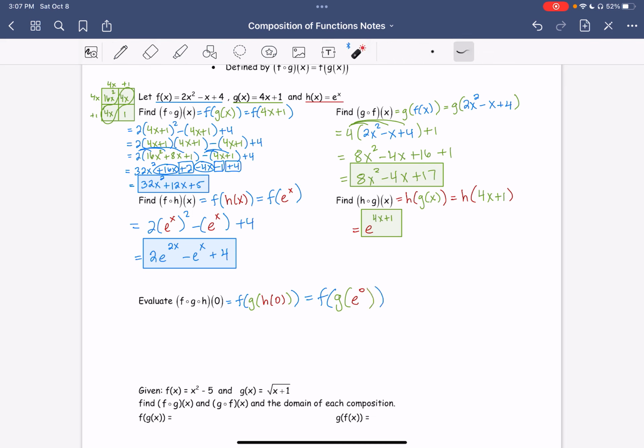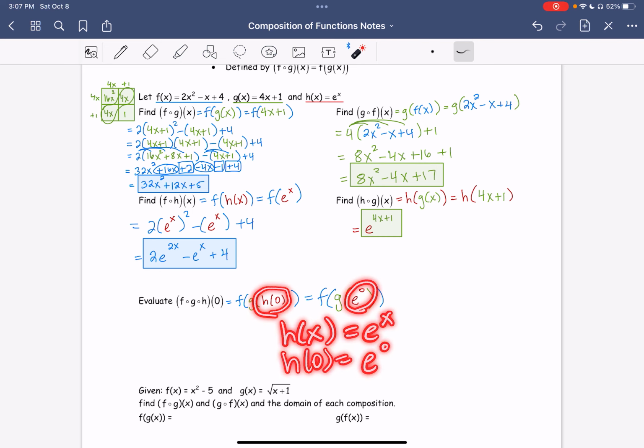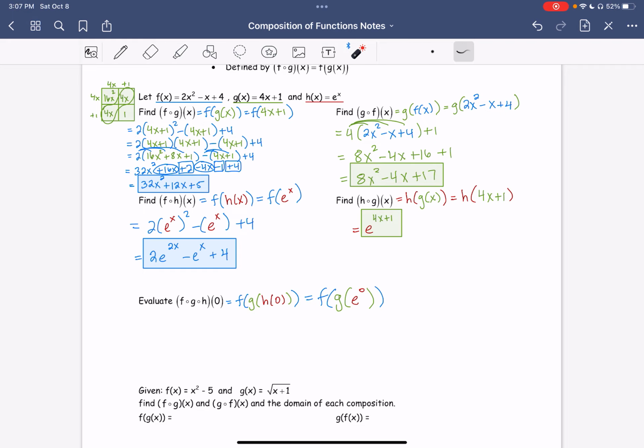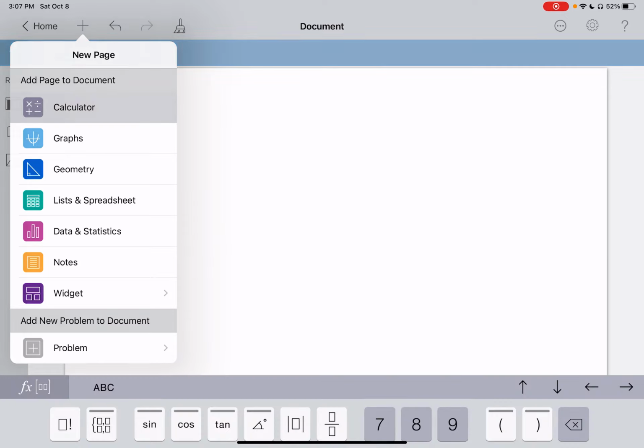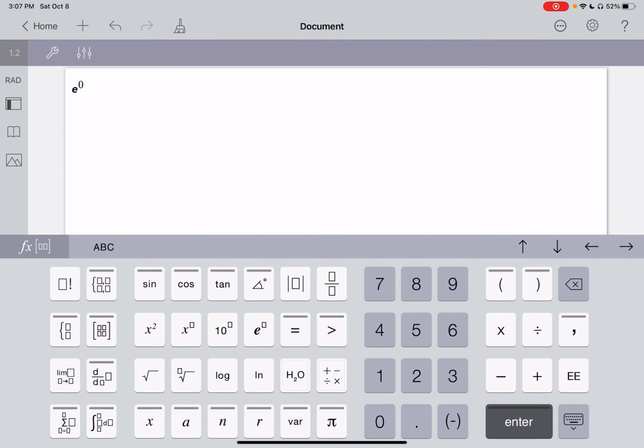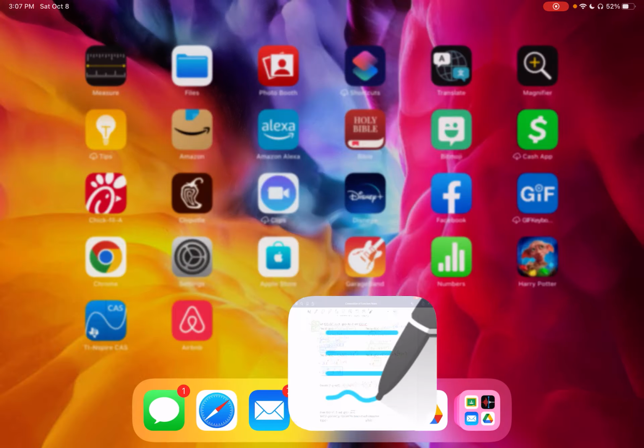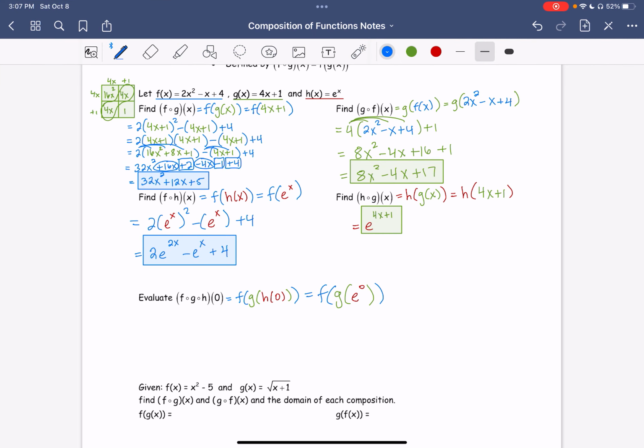So again, on the inside, we have h of 0. H of x is equal to e to the power of x, but x is 0. So everywhere you see an x, you're going to write a 0. Now e to the power of 0, what is that? E to the power of 0 is equal to 1. Anything to the power of 0 is 1. So we're going to come back here, and I'm going to write f of g of 1.